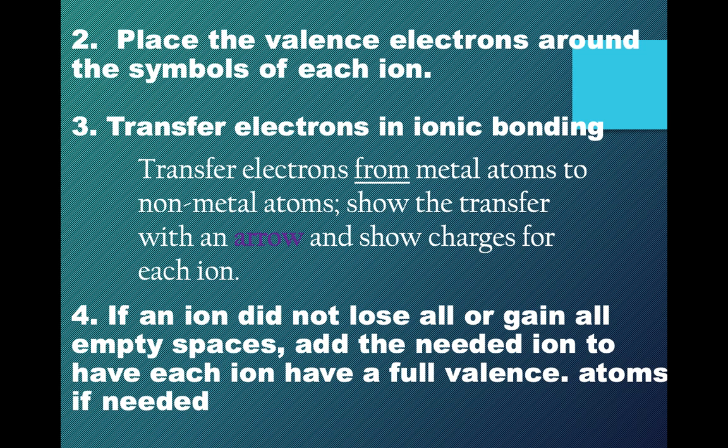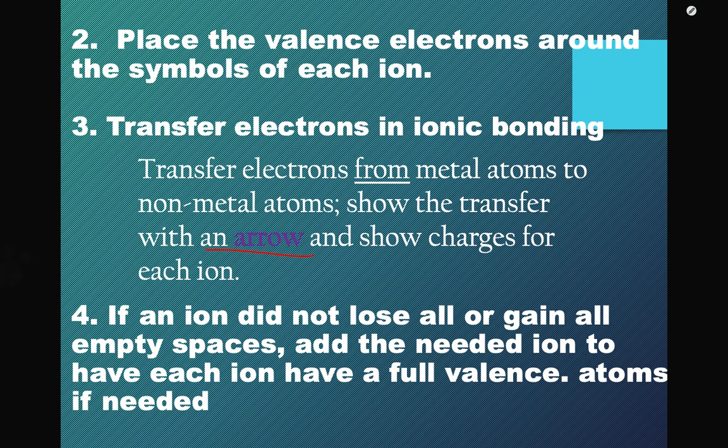So aluminum has 3 valence electrons, put your 3 dots on. Fluorine has 7 valence electrons, put your dots on. So step 2 is put your dots on. Step 3 is transfer the electrons using an arrow. Now there is something to keep in mind, that the arrows always go from the metal to the non-metal.